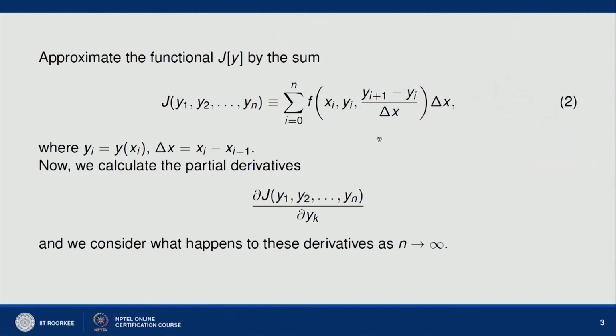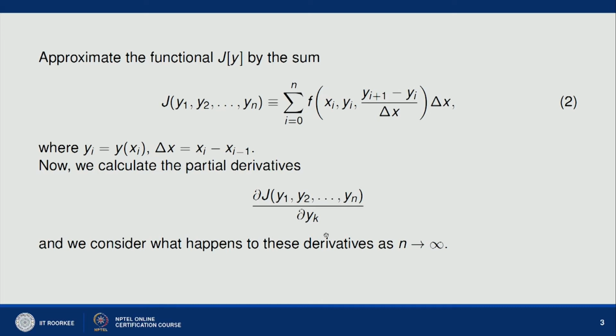Now since it is a function of n independent variables, let us try to find the derivative of this J, which is given by this sum, with respect to one of the independent variables, let us say yk. We try to find the partial derivative, del J of y1 to yn with respect to yk. So del J upon del yk we are trying to find out.